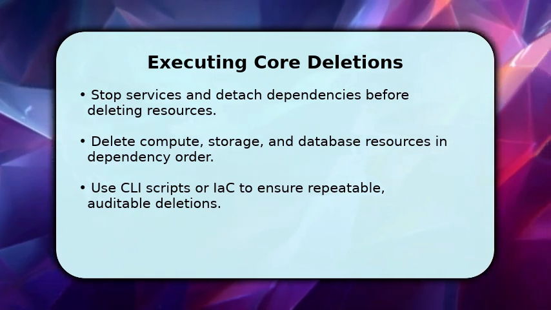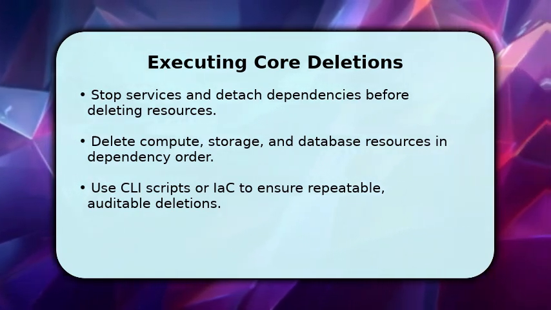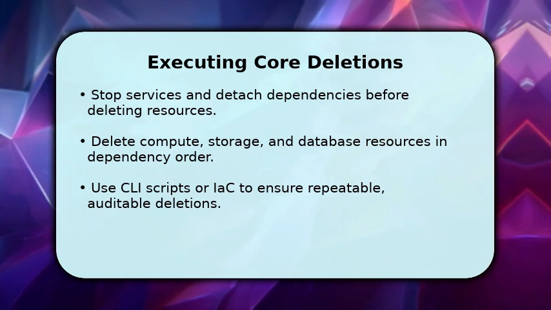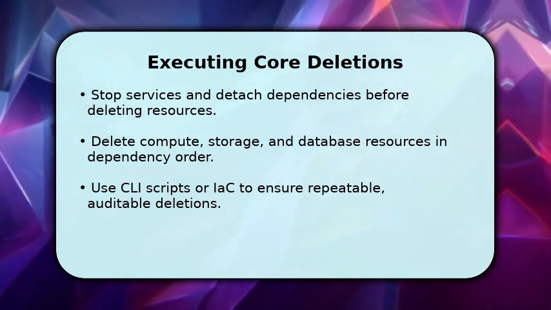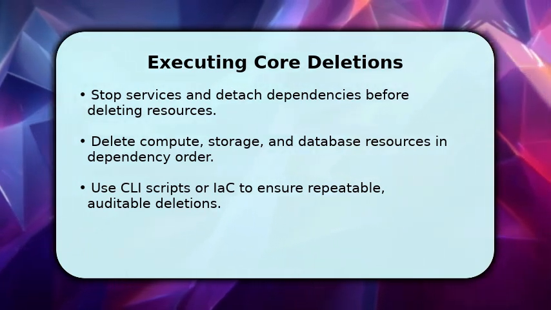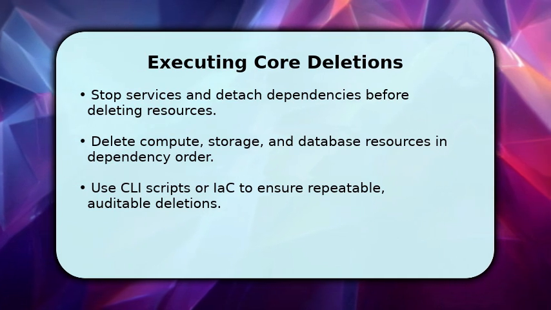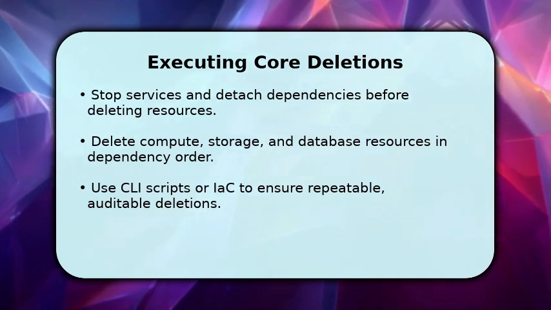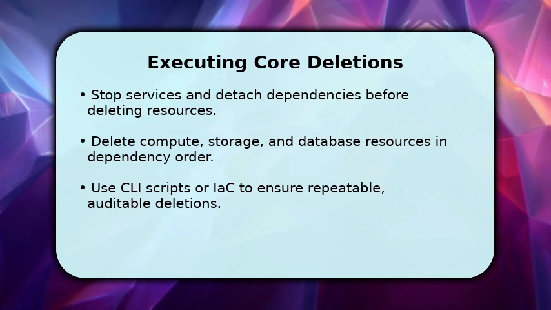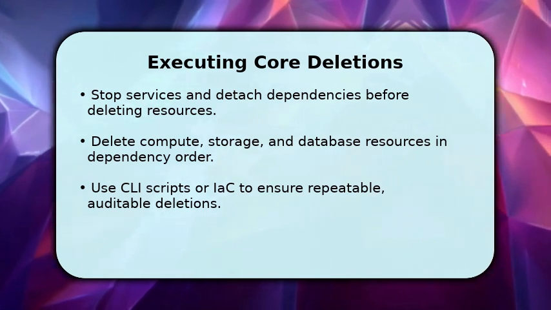Next, delete compute instances, then storage buckets, then databases in that dependency order to avoid broken links. Use CLI scripts or infrastructure as code to run deletions consistently and watch for asynchronous jobs like snapshot pruning. Wait for confirmations before continuing.